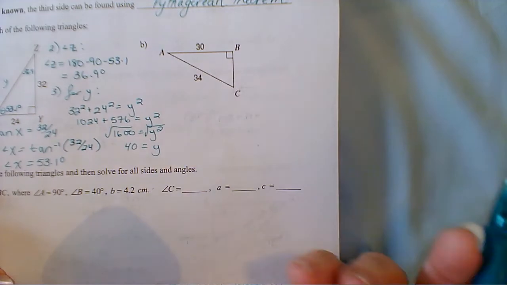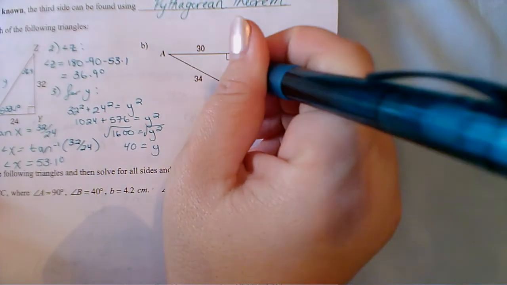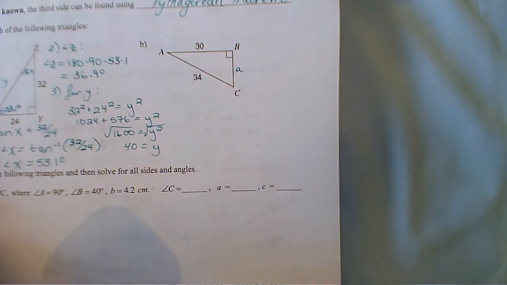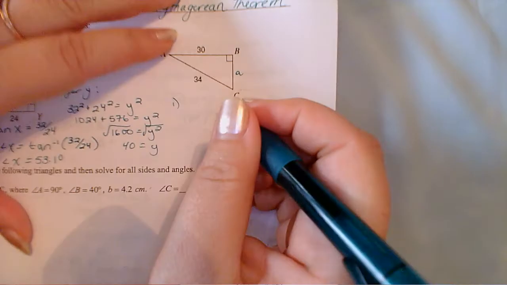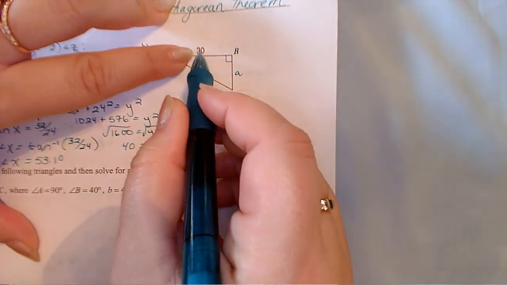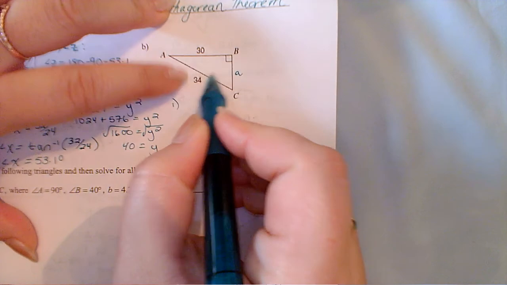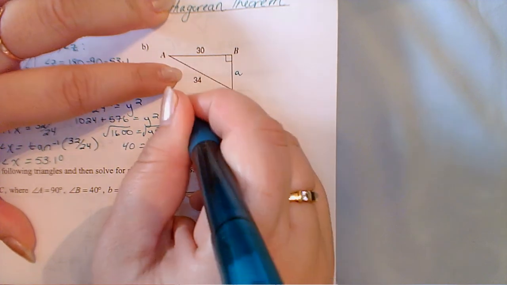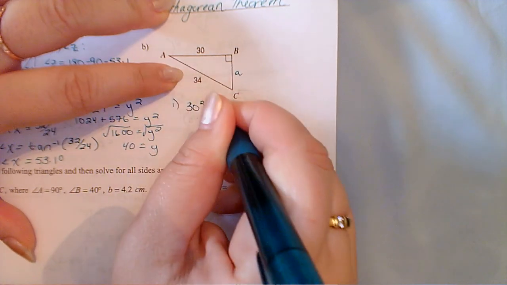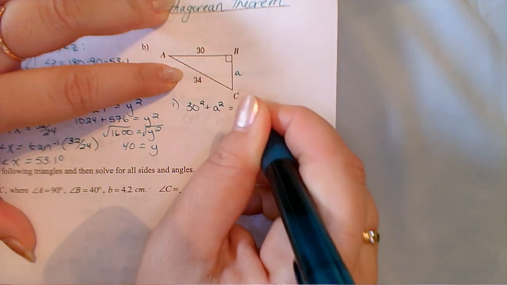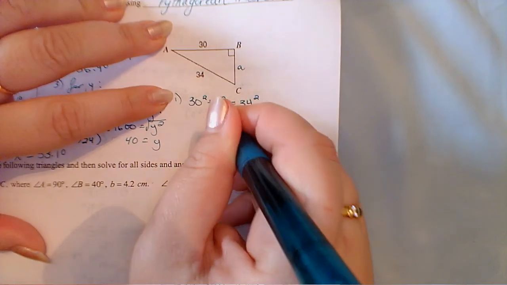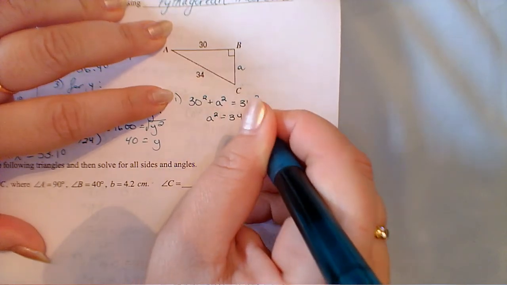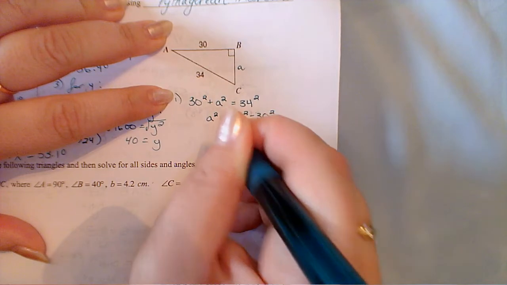It doesn't tell you what to find first. So why don't we actually find little a first, which is the side opposite vertex A? Why not? And let's use Pythag. Again, small side squared plus small side squared equals longest side squared. 30 squared plus a squared is 34 squared. So that means a squared is going to be whatever 34 squared minus 30 squared is.